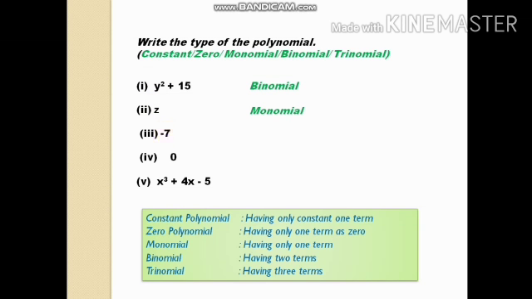In this third part, -7 is there, which is a constant term. It means it is a constant polynomial. And in this fourth part, only 0 is there. So it is a zero polynomial. And in this fifth part, x cube plus 4x minus 5, there are three terms. So it is a trinomial.